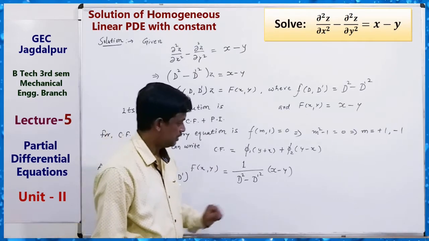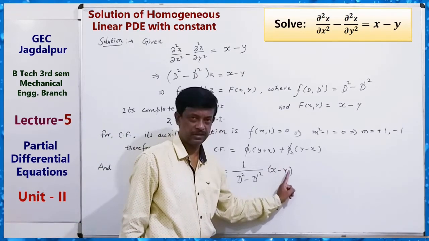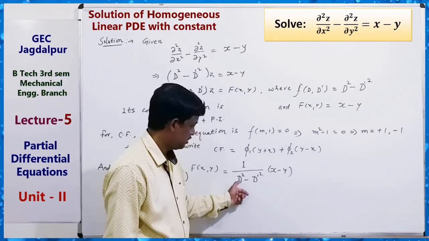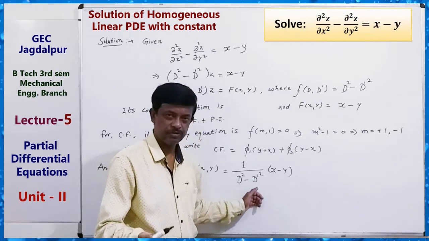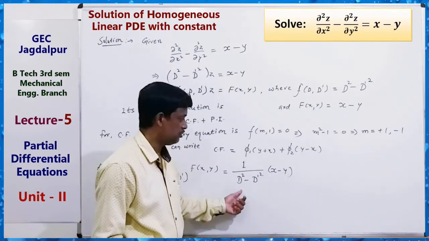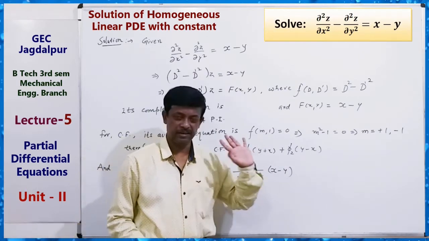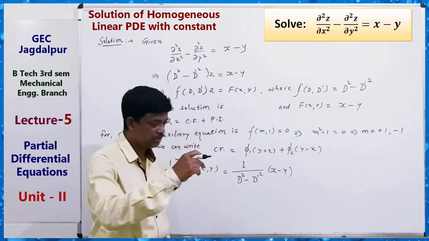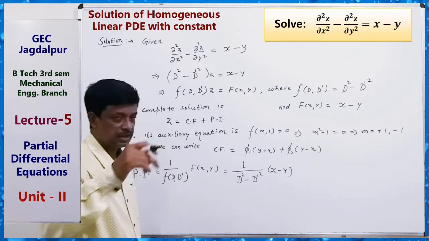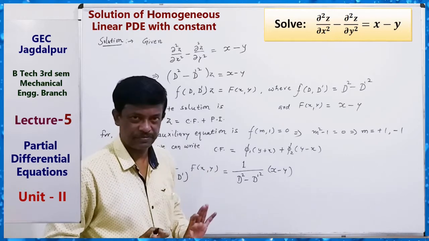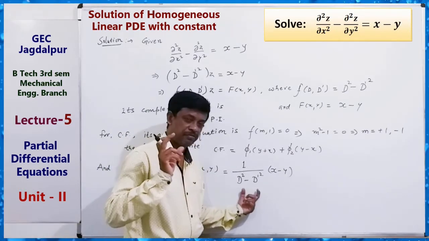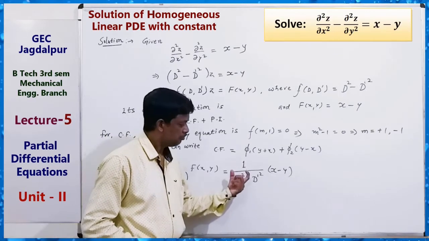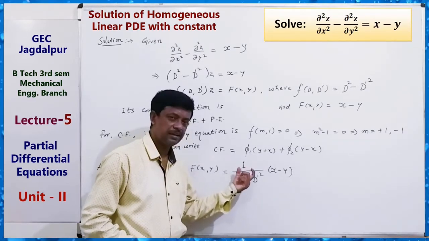Clear? Here, for ax plus by, that means a is 1, b is minus 1, 1 square minus 1 square is 0, so we will get 0. So if 0, then we cannot apply f(a, b) here and integrate. For 0, there is a formula: 1 upon (bD' − aD) to the power n equals x to the power n by n factorial times b to the power n, function as it is. But that is for a factor. So here we have to factorize it, or you can split it in partial fractions.